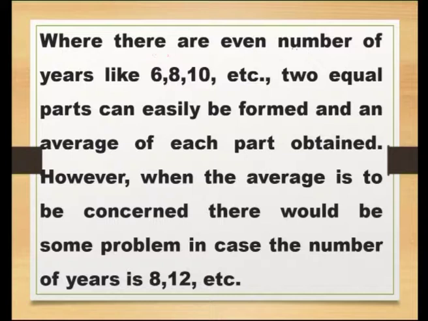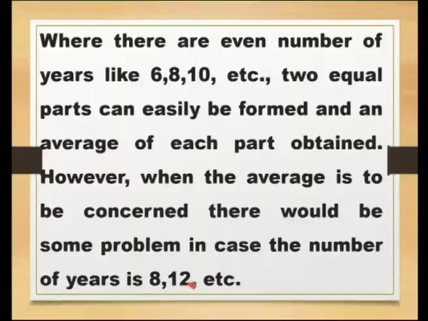Now, when there are an even number of years like 6 years, that is 6 different years are given, or 8 different years are given, etc., 2 equal parts can easily be formed and an average of each part is obtained. However, when the average is concerned, there would be some problem in the case the number of years is 8 or 12, etc., because when the number of years is 8, you will divide the years as the first 4 years and the last 4 years.